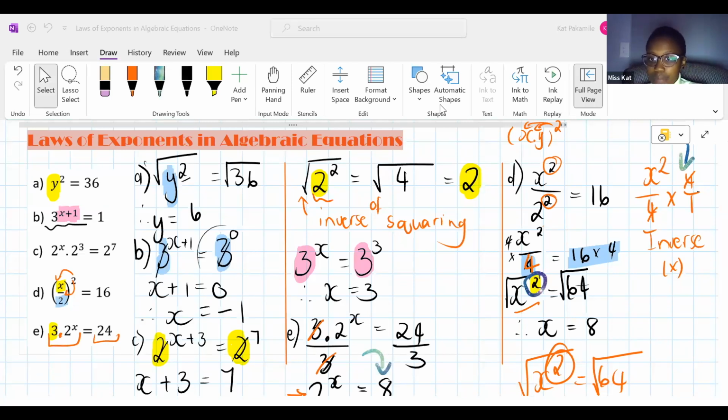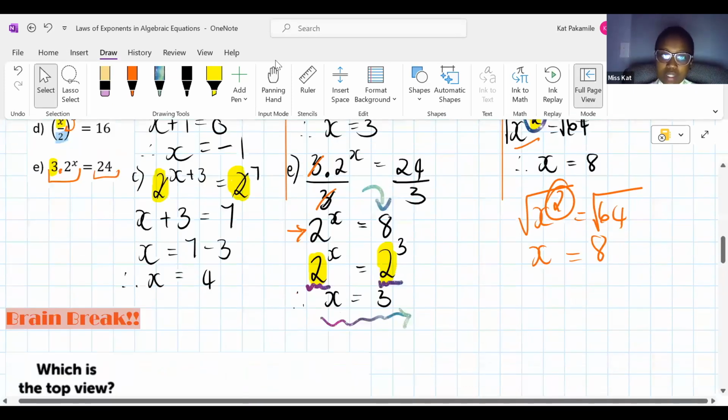Question E, 3. Where does the 8 come from? It comes from 24 divided by 3. Remember, we divided by 3 on both sides, guys. That's where the 8 comes from.